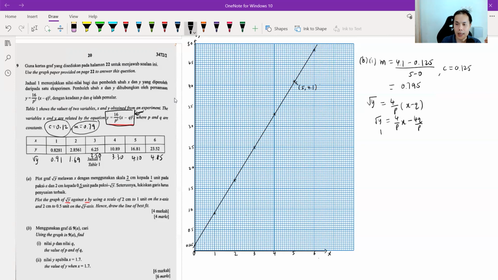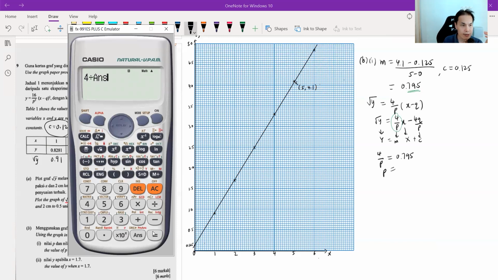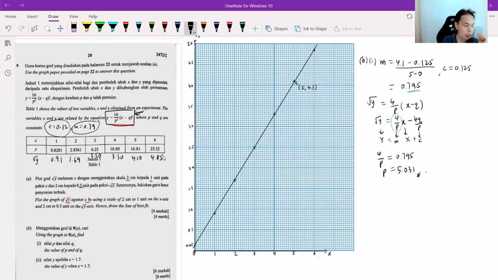So this is your big Y, this is your gradient, this is your X, and this is your C. Now I need to compare my gradient that I've got from my graph here and the gradient that I got from my equation here when I convert to linear form. So here I have 4 over P equals 0.795. Bring the P up, bring the 0.795 down. 4 divided by answer, yep, I got 5.031. Yeah, 5.031, which is very close, right?